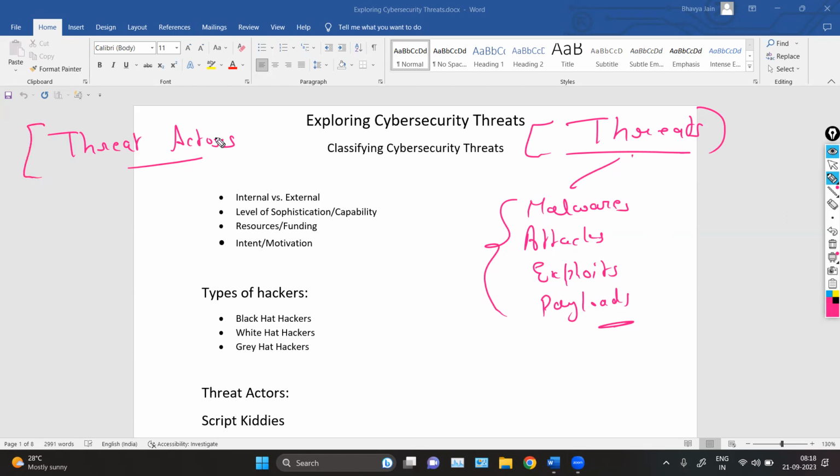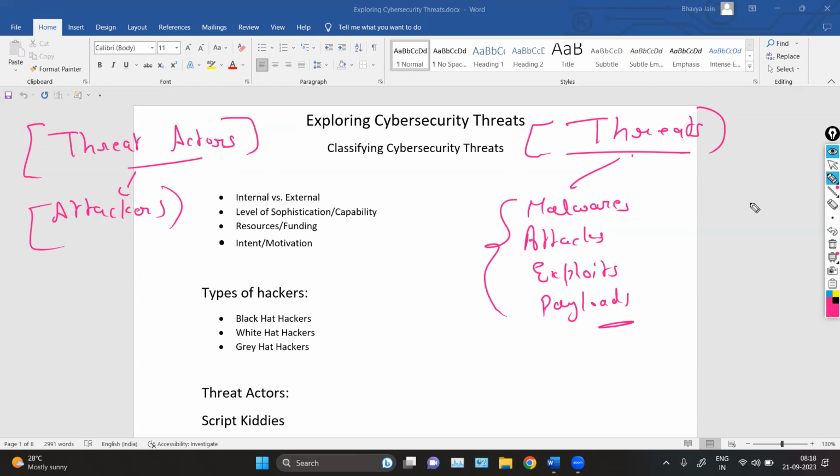Second thing is we have threat actors. Threat actors are the persons who are involved in the attack. They are also known as attackers. Threat actors are the persons who perform or share the threats, who are involved in creating the threats, in sharing the threats, in harming the system. They are known as threat actors, also known as attackers.